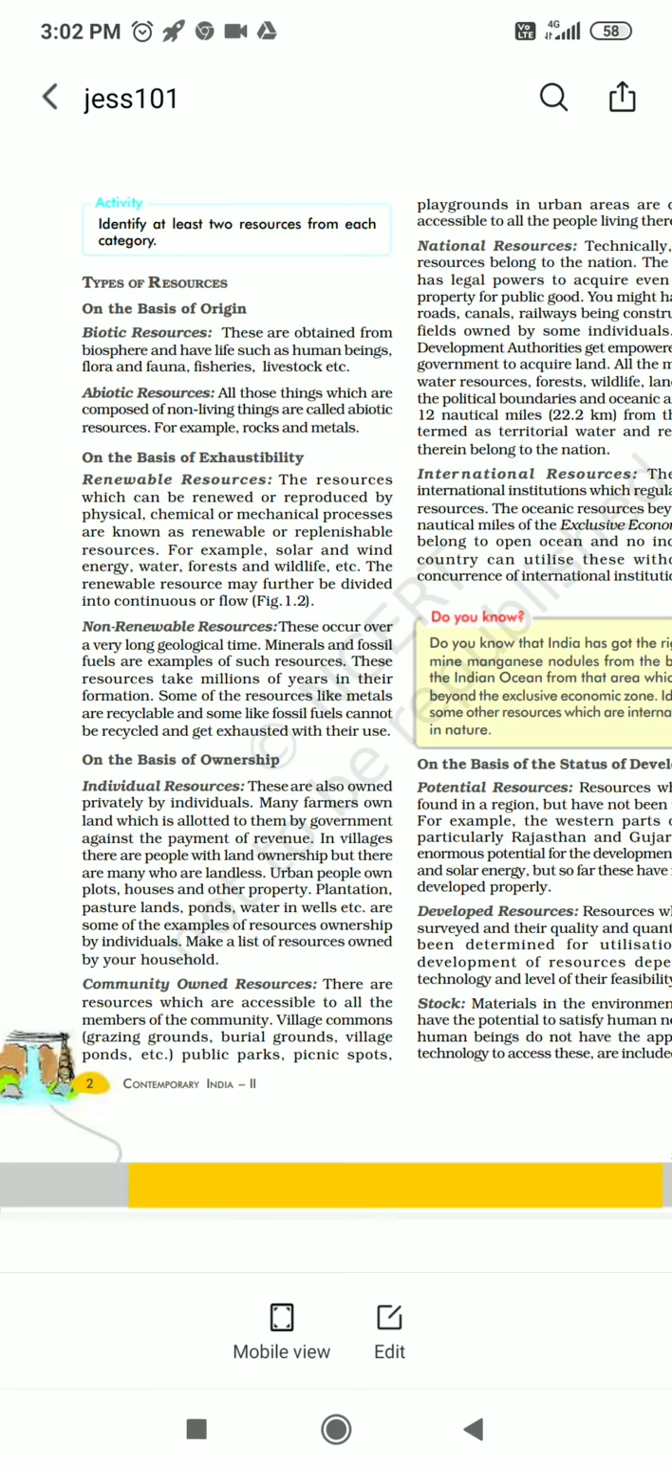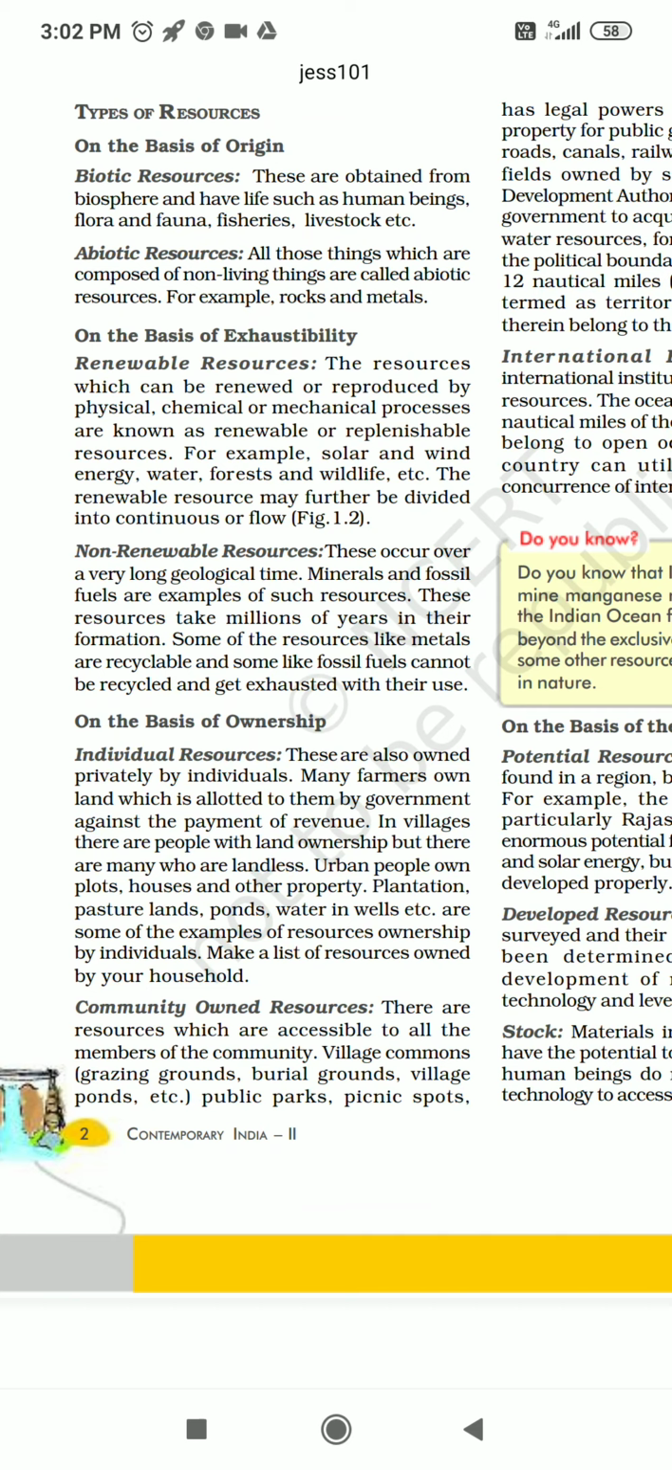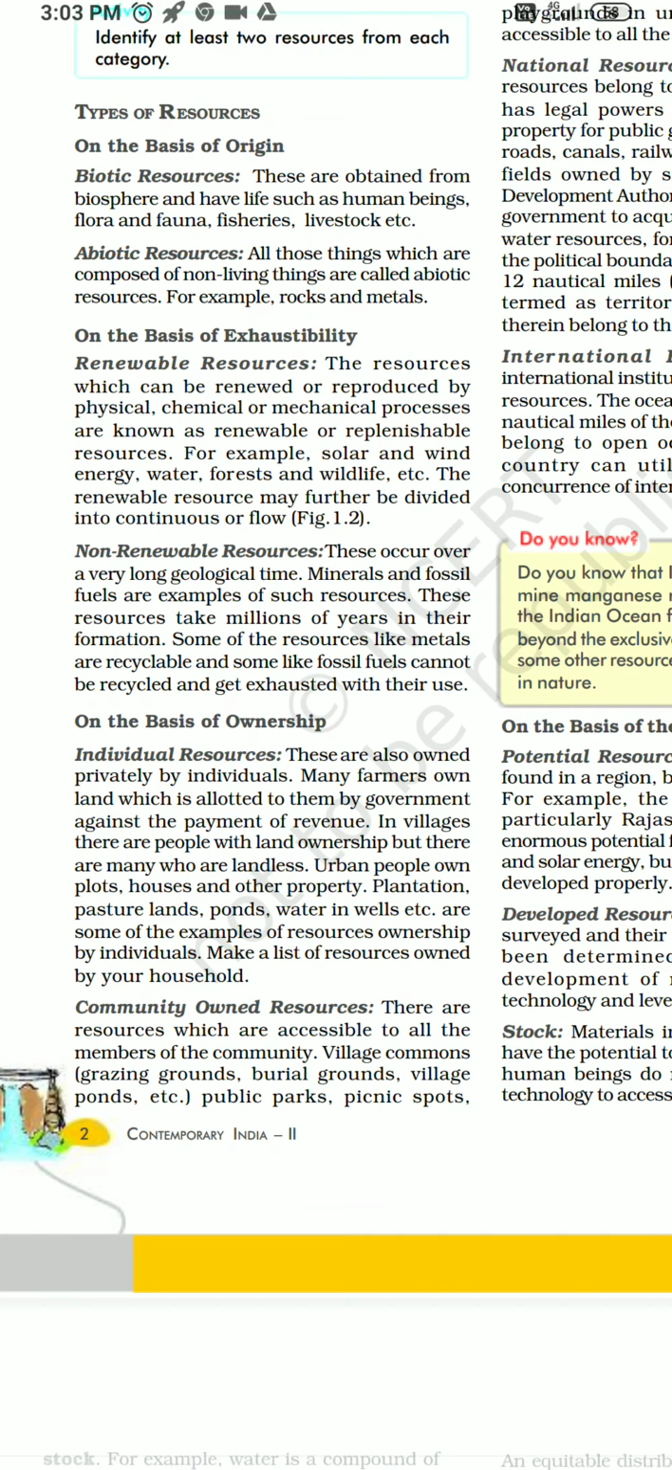Now let's move on to the next type of classification, that is the classification of resources on the basis of ownership. Here it is explaining about individual, national and international resources. First let's analyze what is an individual resource. Any resource which is owned by an individual is known as an individual resource. For example, the property of an individual, the plot or houses, plantation, farming land. All these are examples of individual resources.